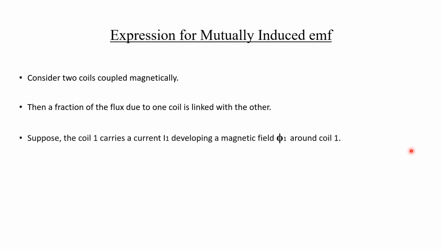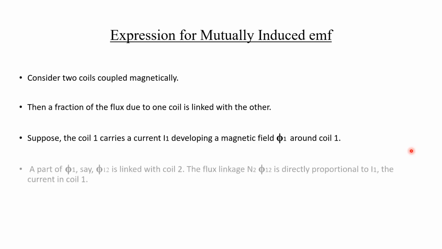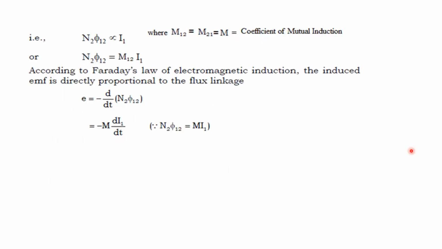Suppose coil 1 carries a current I1, developing a magnetic flux phi 1 around the coil. As a part of phi 1, say phi 1 2 is linking, then the flux linkage N2 phi 1 2 is directly proportional to I1. That is the point here. When we are deriving the expression for mutual inductance, we want the flux linkage. What is the flux linkage of coil 2 because of current in coil 1? It is N2 phi 1 2. And this N2 phi 1 2 is proportional to current I1.